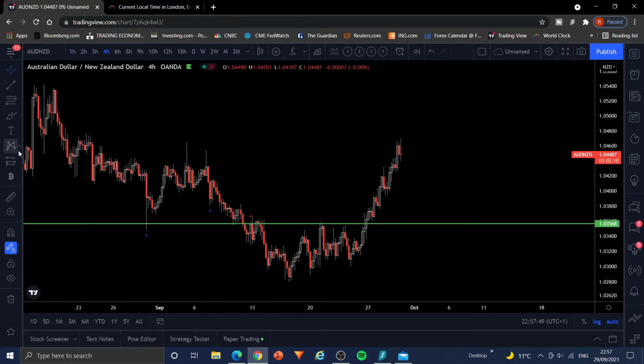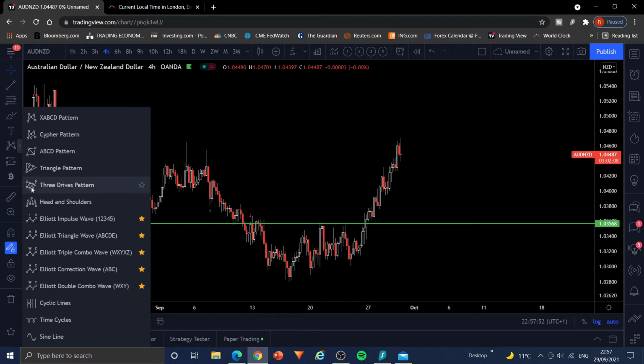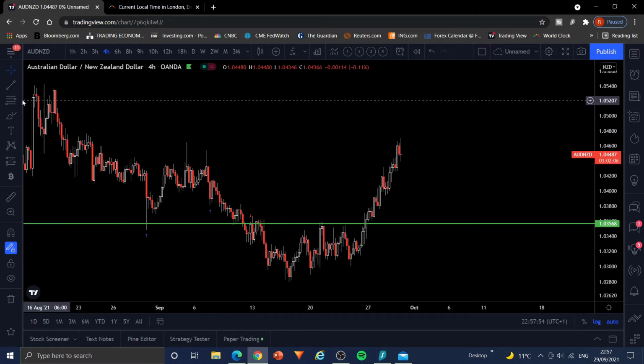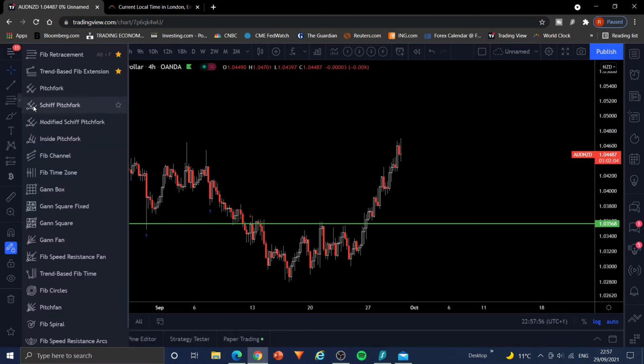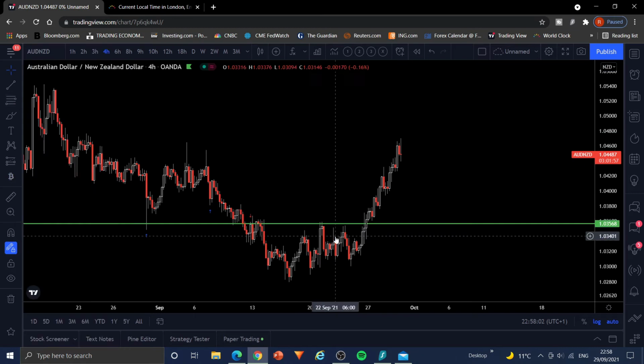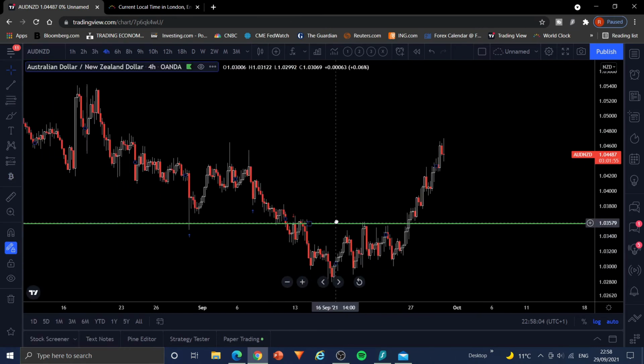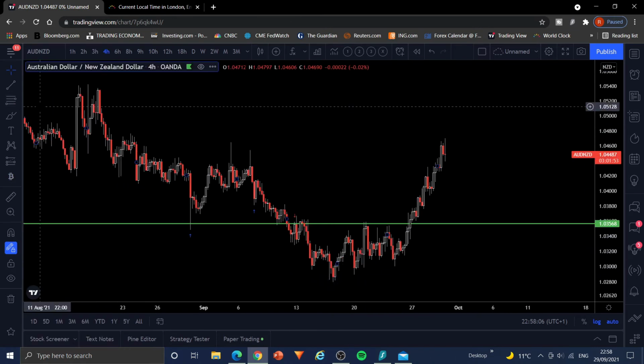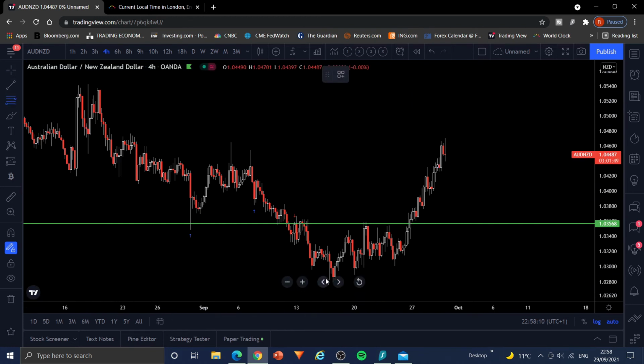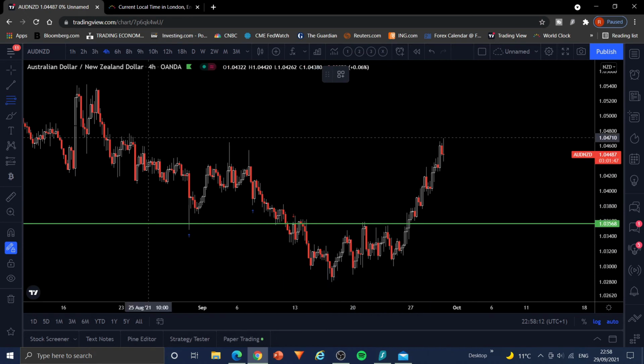So let me just have a look at a couple of things here. What am I looking for? I'm looking for a fib retracement, aren't I? Here we go. Okay, so let's pull it. I'm going to take my fib retracement. I think the battery's running out in this mouse, so it's a little bit unresponsive.